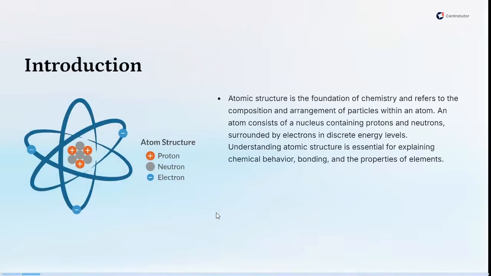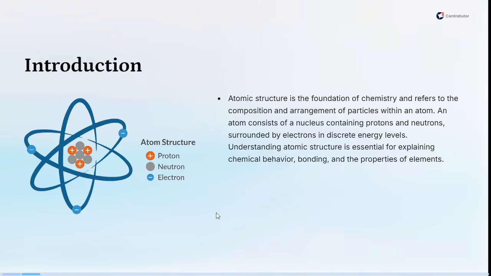So, first off, atomic structure is the foundation of chemistry and it refers to the composition and the arrangement of particles within an atom. So, when you hear the word atomic structure, you're talking about what the atom is made up of, the different building blocks of an atom.